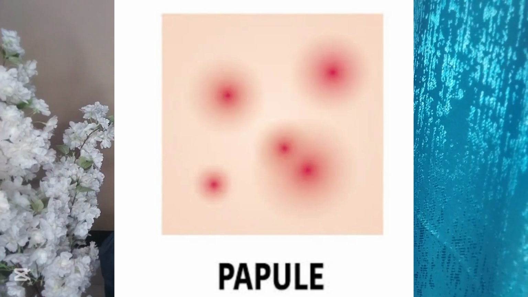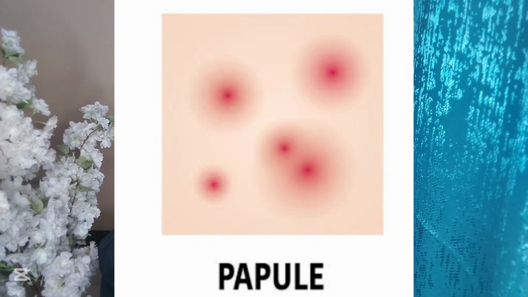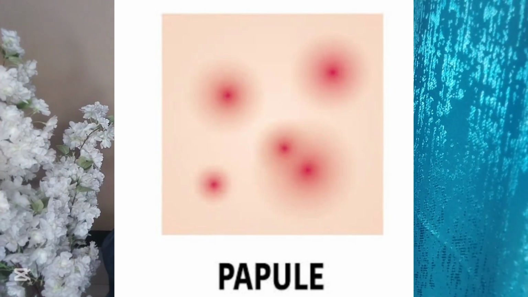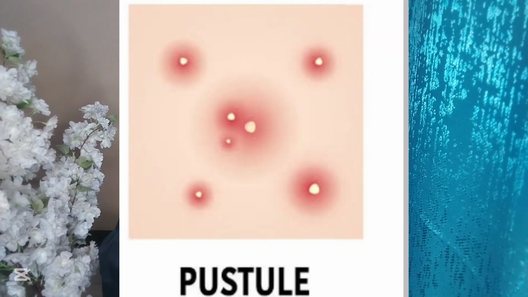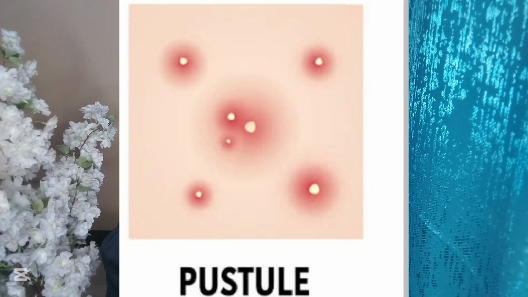The papules are solid raised swellings that occur on your skin. They don't contain any fluid, and they are usually less than 1 centimeter in size, while the pustules are raised swellings on your skin, and they usually contain pus, and they are usually less than 1 centimeter in size.